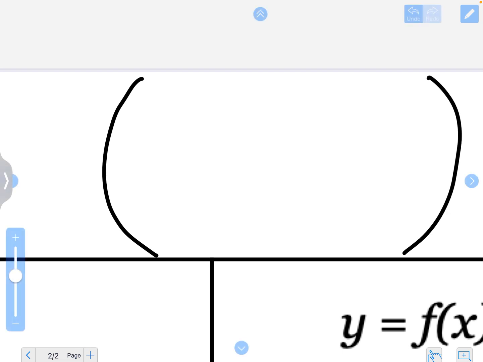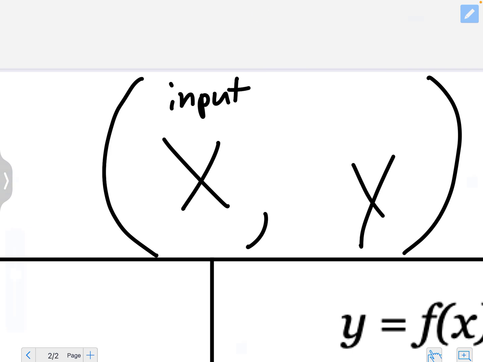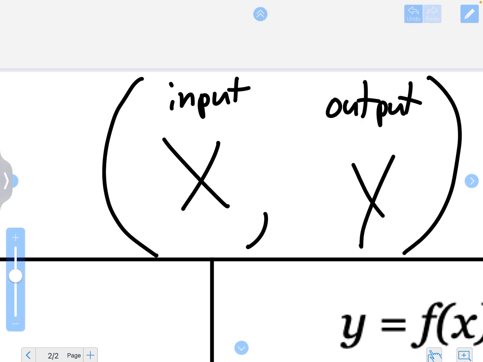When we talk about function notation, we're talking about points. We're talking about x, comma, y. We're talking about input. We're talking about output. So our input and our output are always linked together. And again, our y is simply our f of x.